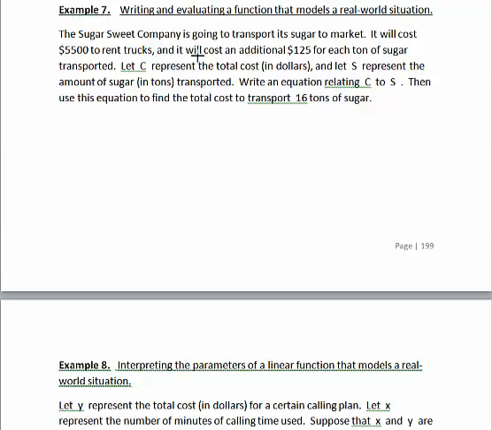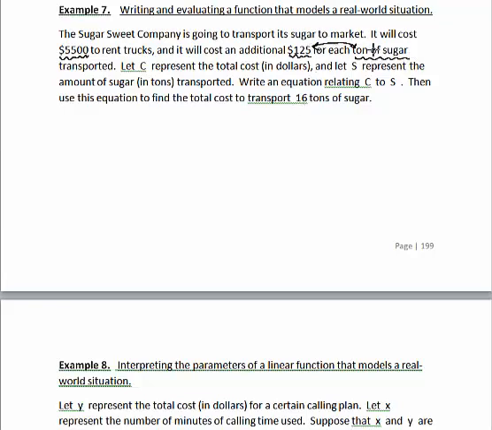Example 7 says the Sugar Sweet Company is going to transport its sugar to market. It will cost $5,500 to rent trucks, and it will cost an additional $125 for each ton of sugar transported. And so right off the bat, they gave us a fixed cost, and then they gave us a dollar amount that was related to tons of sugar.